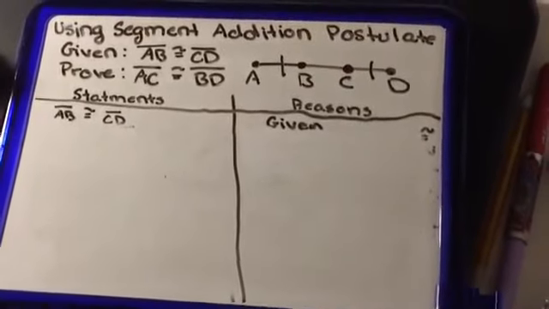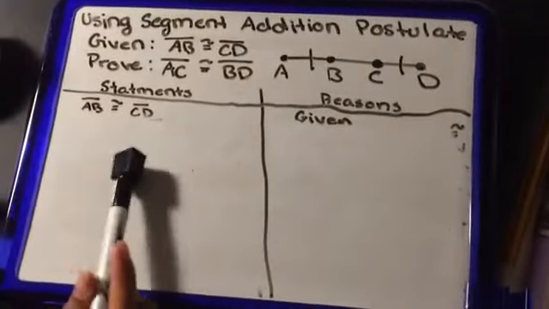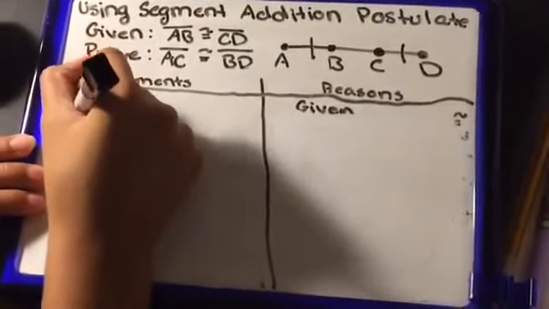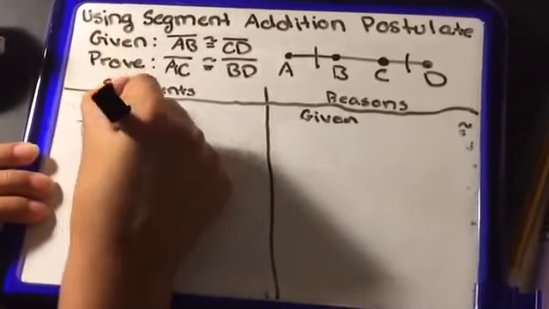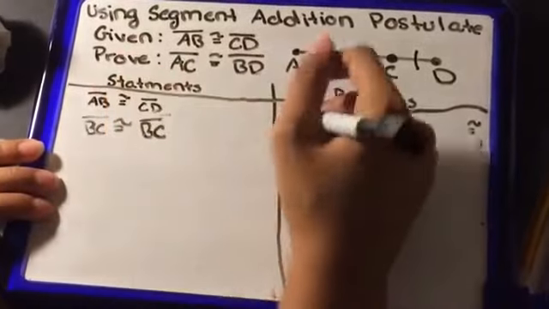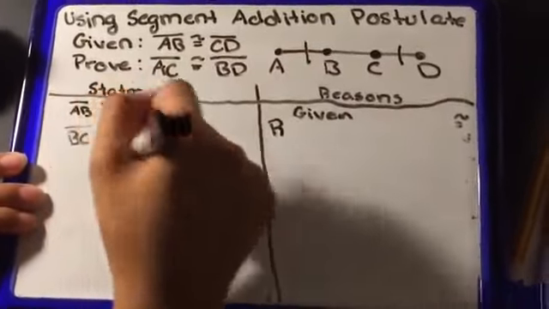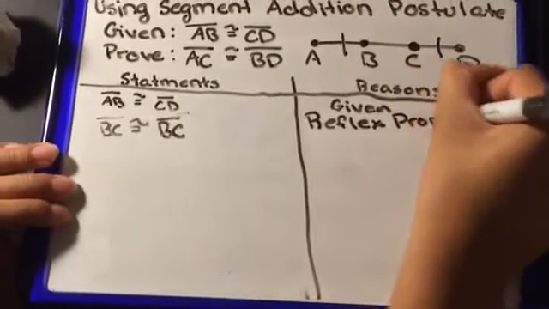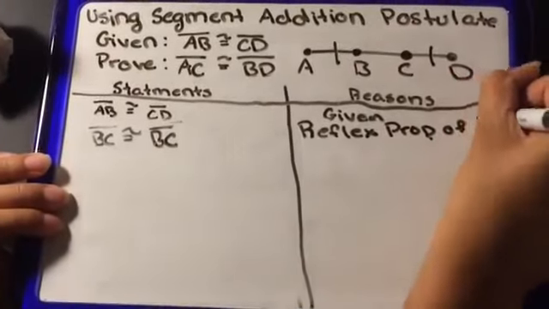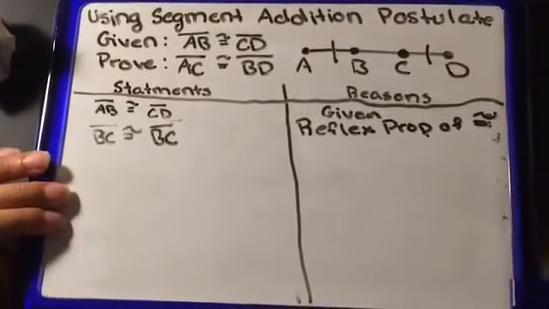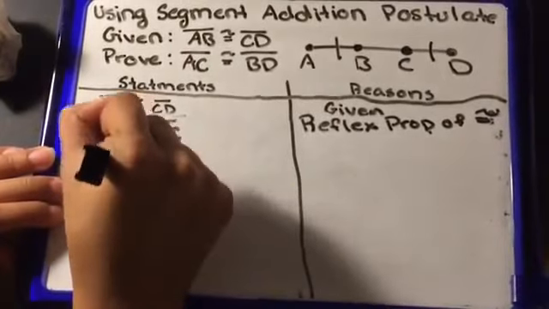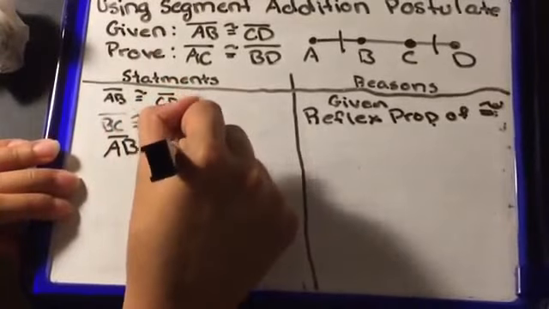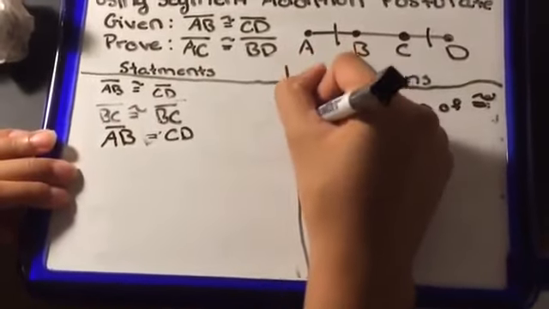The first statement is segment AB is congruent to segment CD because it's a given statement. Next, we know that segment BC is congruent to segment BC because of the reflexive property, which states that a value is equal to itself. Now, we know that segment AB is equal to segment CD because congruent segments have equal length.